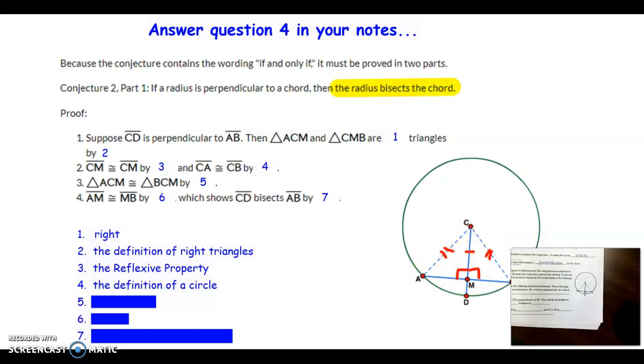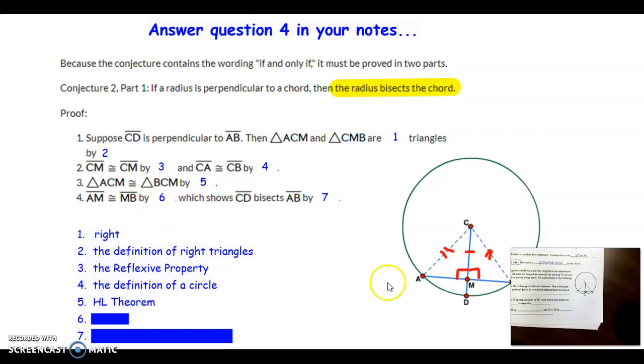The hypotenuses are congruent, and this leg pair are congruent. So these two triangles are congruent by HL. Once we prove triangles are congruent, remember all of the corresponding parts are congruent. So almost always after proving triangles are congruent, we will use this same step, or the same reasoning, every single time.